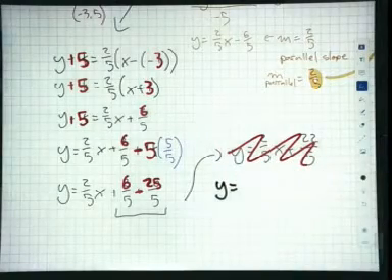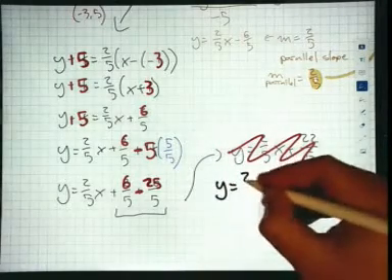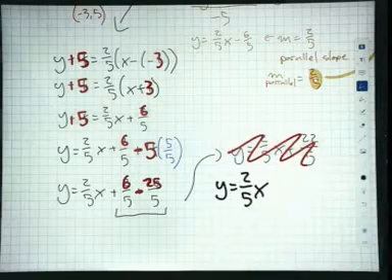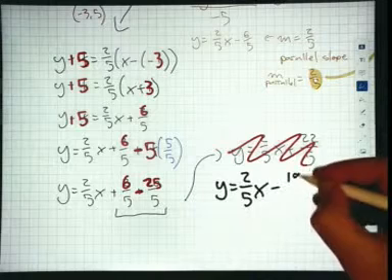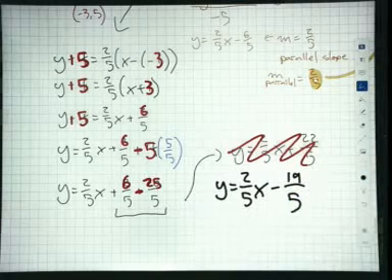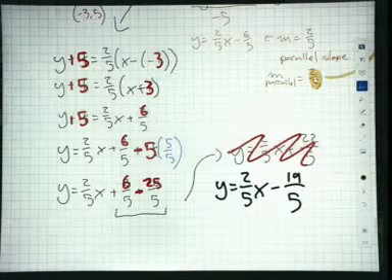Y is equal to 2/5 x, and then 6 minus 25 is a negative 19 over 5. And there's the answer that we want.